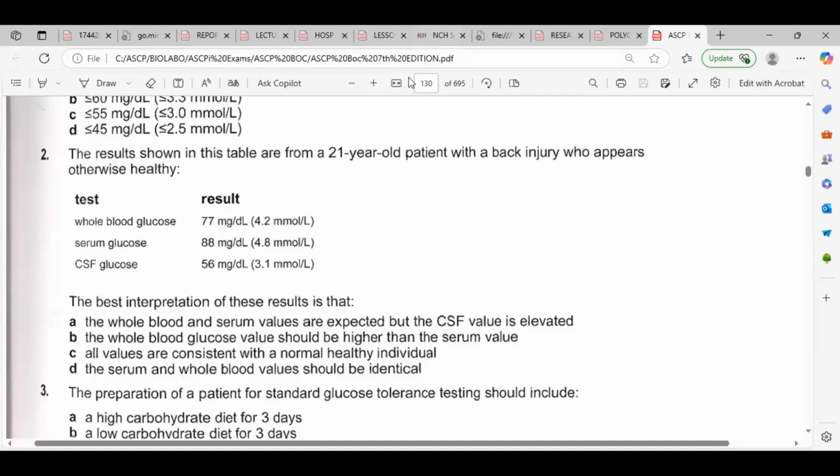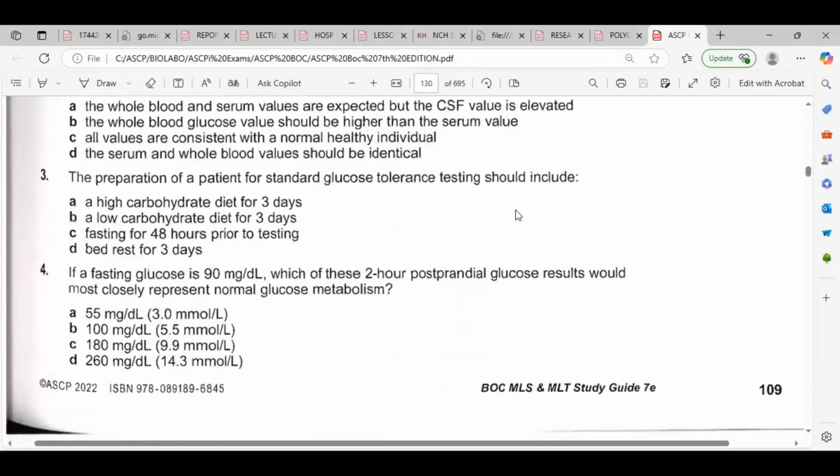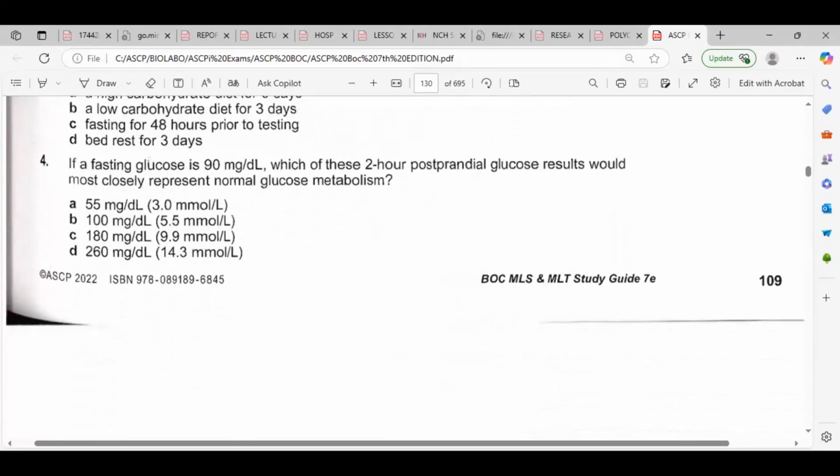All right, no one is trying to get in. Now let's go to the next question. The third one is very simple, it's a bit simple, the glucose tolerance testing.